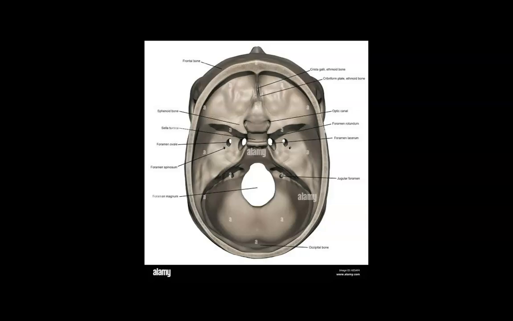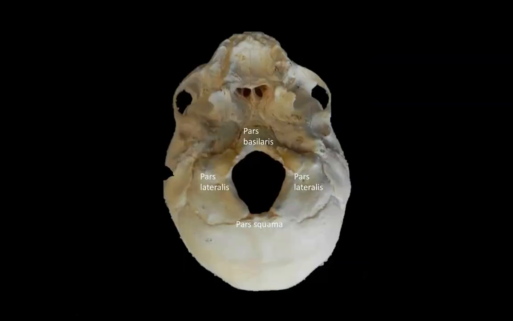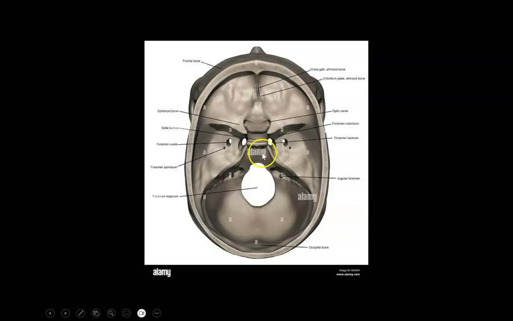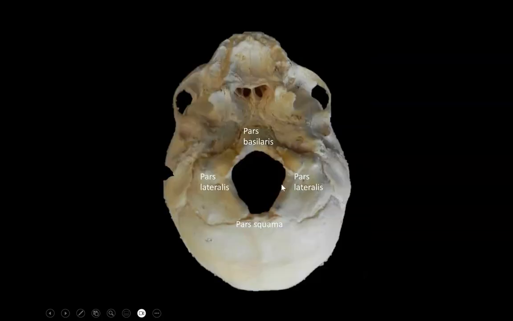Foramen magnum is a very important foramen, big foramen inside the base of the skull, and as we said, it carries important structures, and it is bounded by the basi-occiput, so pars basalis, laterally the pars lateralis or the condylar part, and posteriorly by the squamous part of the occipital bone.